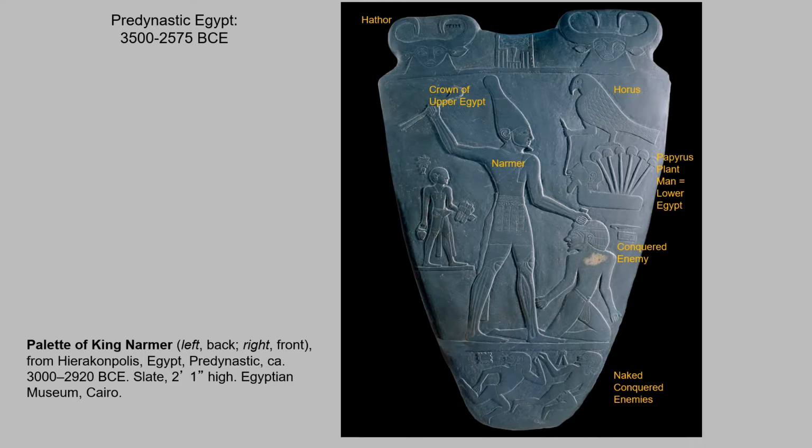So what we are looking at here is Narmer, this pharaoh. You can see him in the center of the palette here, on the back of the palette.